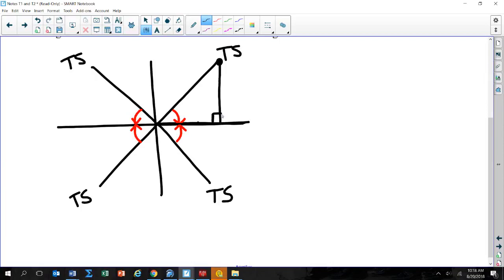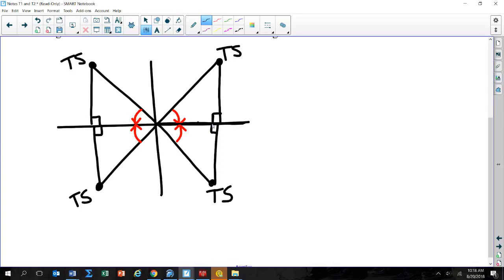Drop a perpendicular. There we go. Same thing in the second quadrant, from the terminal side to the x-axis. Same thing in the third quadrant, from the terminal side to the x-axis. And same thing in the fourth quadrant. See how it looks like a bow tie? I call these my bow tie triangles.